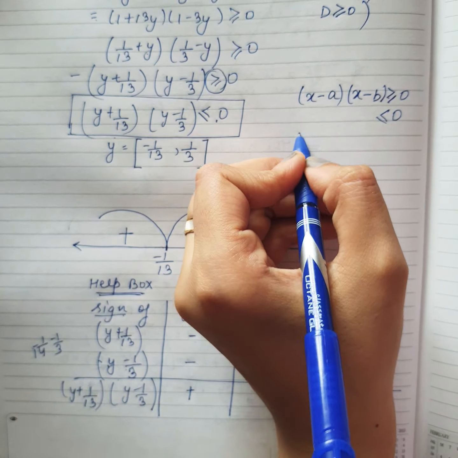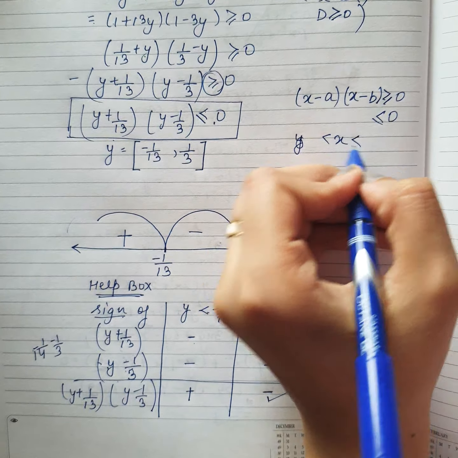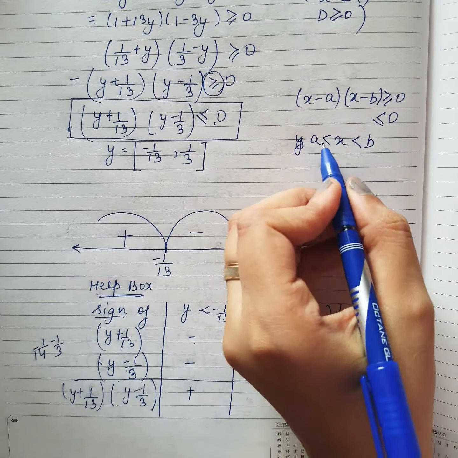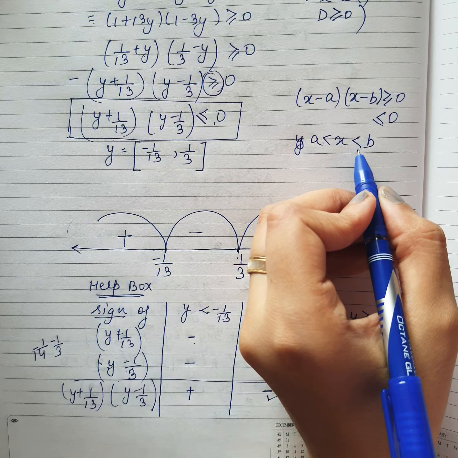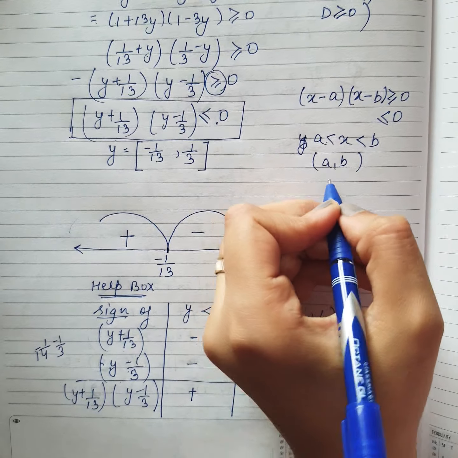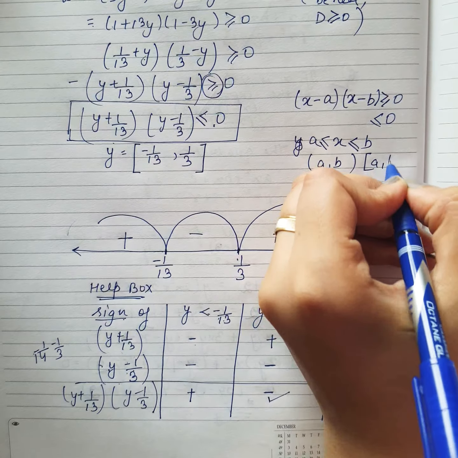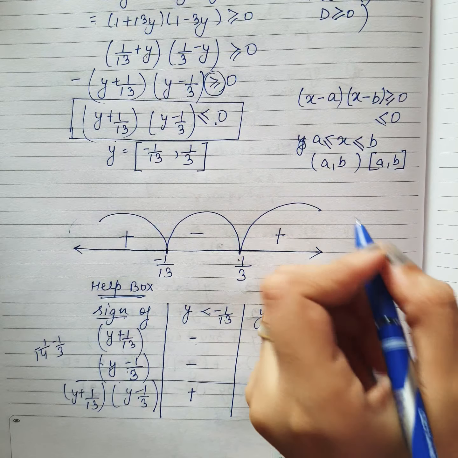Suppose if I have this kind of interval, where the values are not included, in this case I will apply round brackets. If they are included, then square brackets.